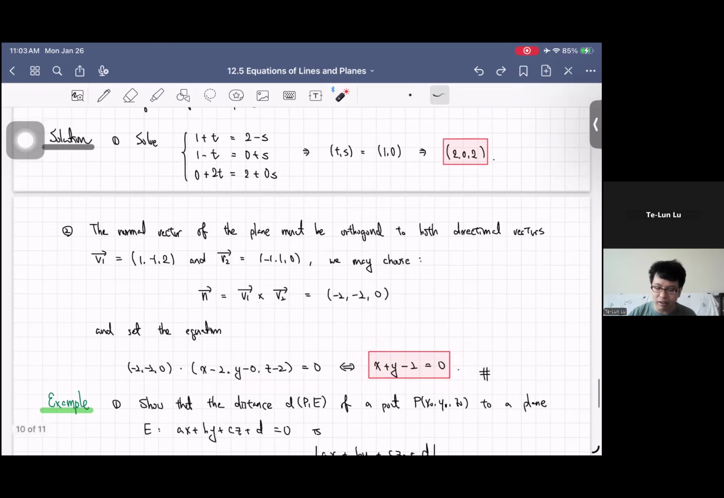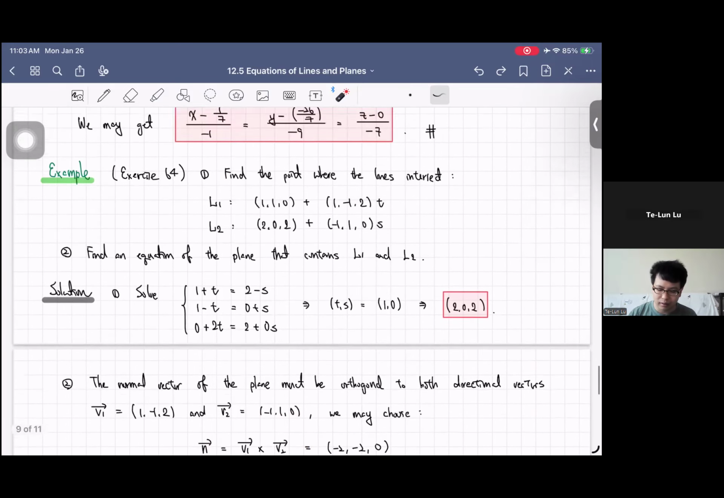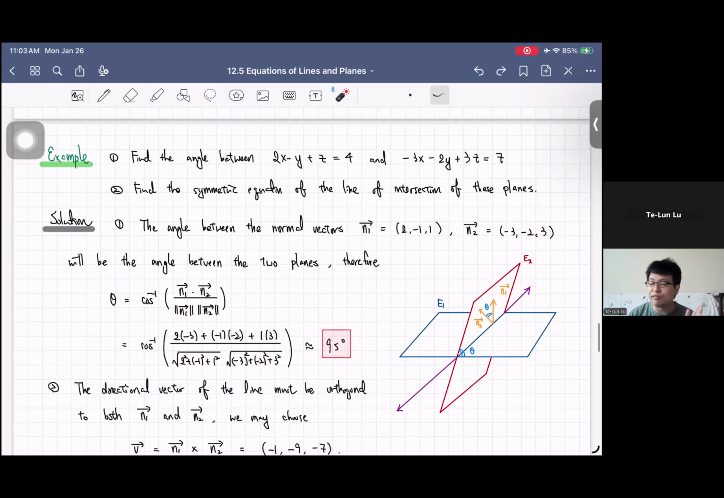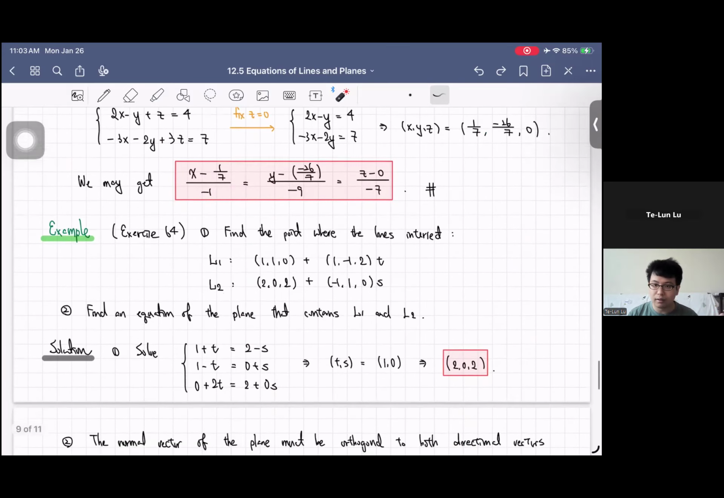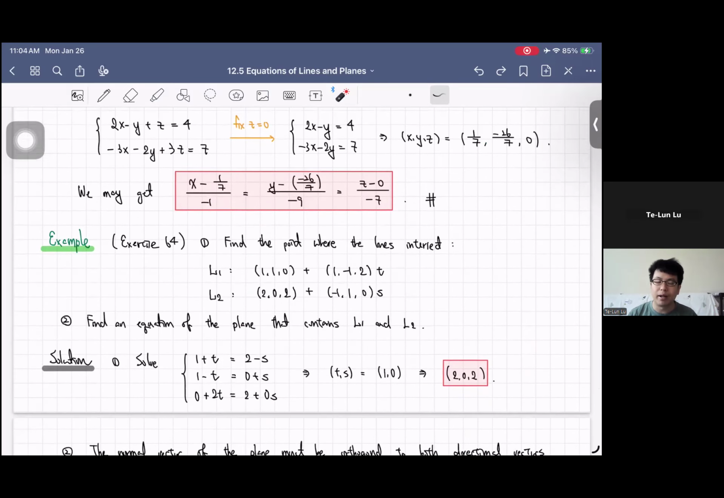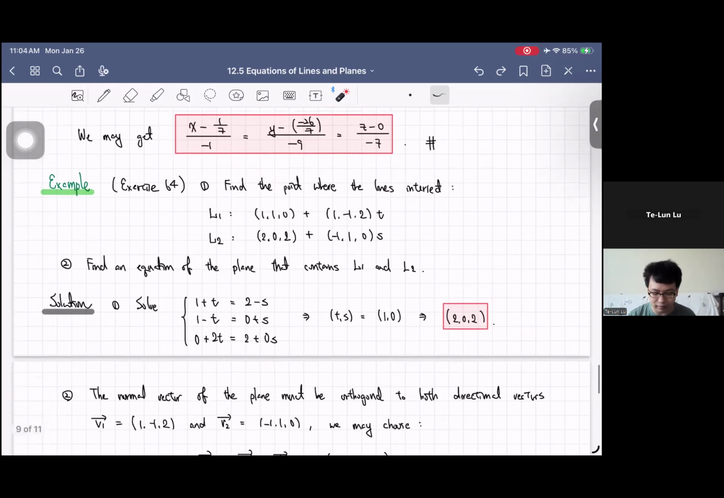So you see an analogy between these two problems. In this case, the line of intersection will have a directional vector that is parallel to the cross product of the normal vectors. In this case, the normal vector will be parallel to the cross product of the two directional vectors. So try to familiarize yourself with these two concepts. These are two very standard problems about lines and planes.